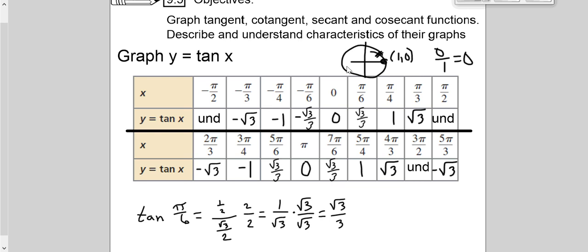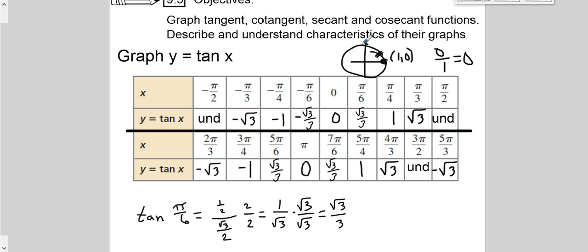All right, remember, once you figure out 0 to pi over 2, that first quadrant, all of the numbers after that are just going to get repeated, but the signs will change. So for 0, you get 0. Pi over 6, we get rad 3 over 3. Pi over 4, we're dividing rad 2 over 2 by itself, so we get 1. For pi over 3, we get rad 3 over 2 divided by 1/2, so we just get rad 3.